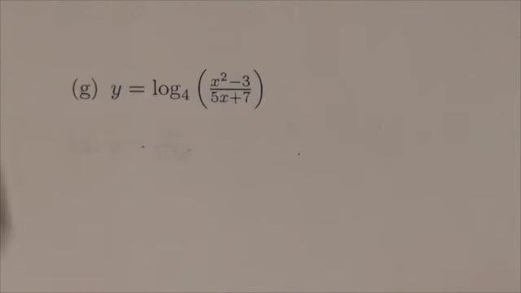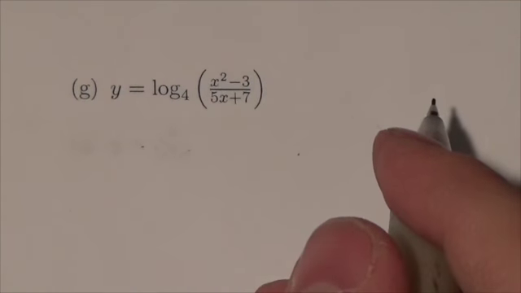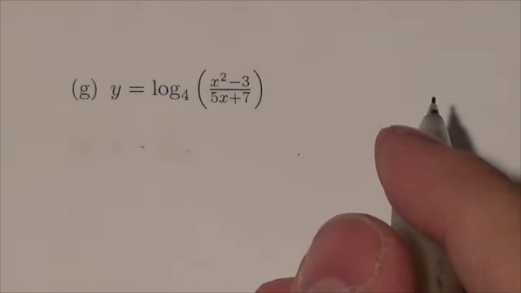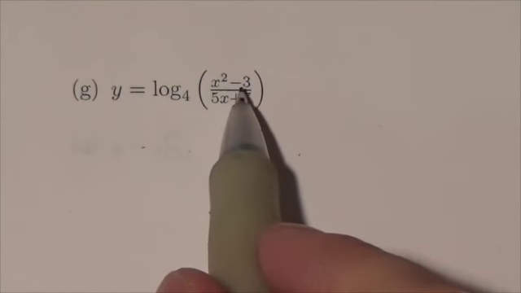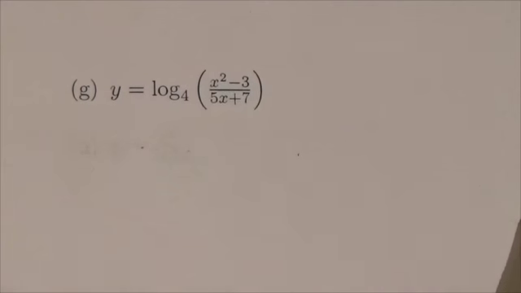Okay, hi everybody. This is the Math 31 exponential and logarithmic functions review. This is question 1G. And I've got the log base 4 of x squared minus 3 over 5x plus 7.